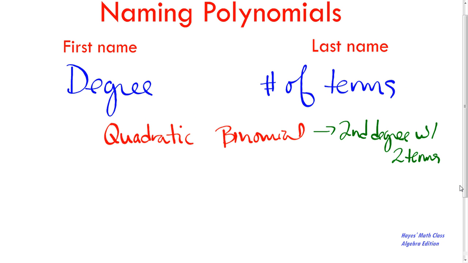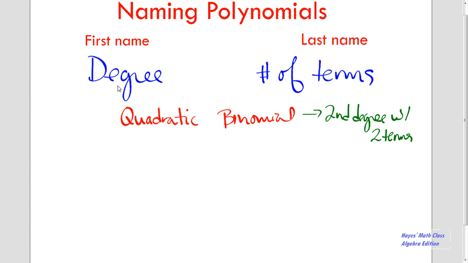Zoom out here a touch. You might have a linear binomial. Let's see here. So before I do that, as an example, quadratic means it's going to be of degree 2. So I'm going to say that's going to be 4x squared minus 3x. Notice I have up here second degree, so that's taking care of the quadratic part, and I've got 2 terms. So second degree, 2 terms, quadratic binomial.